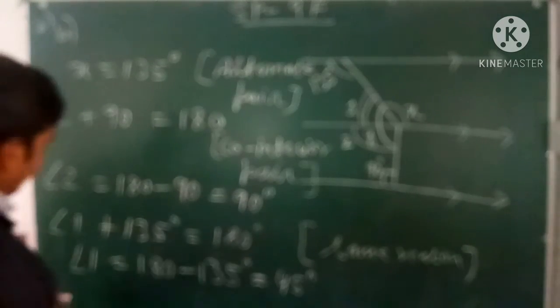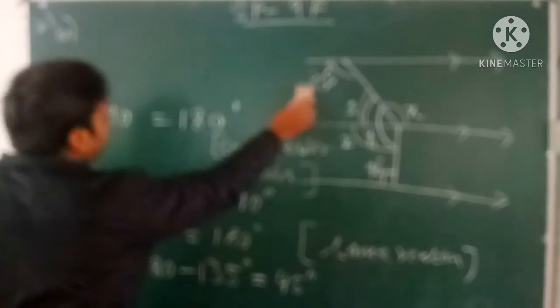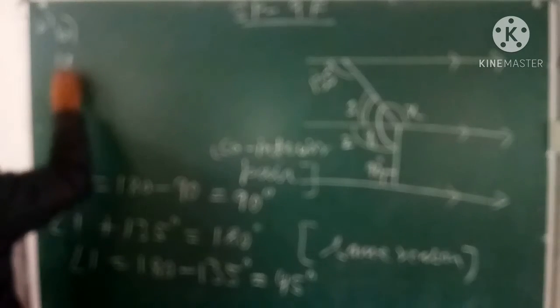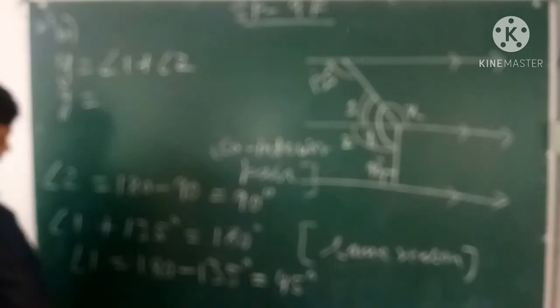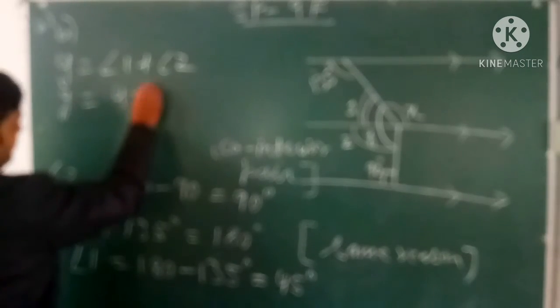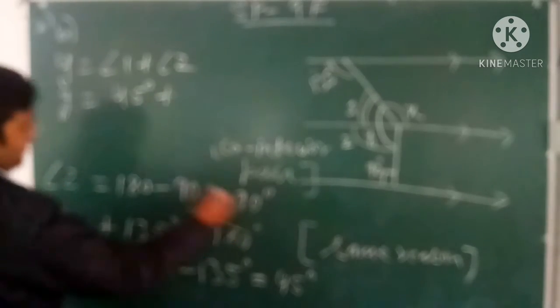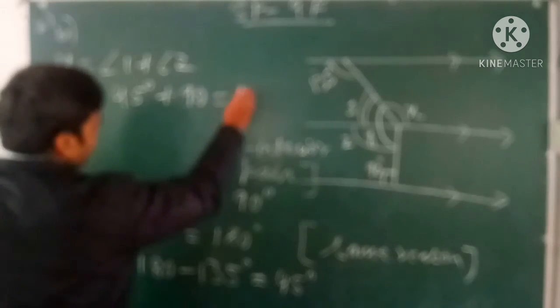Now you can find the angle y. So what you write: angle y is equal to angle 1 plus angle 2. Now put the values: angle 1 we got 45 degrees and angle 2 we got 90 degrees. So 90 plus 45 gives you 135 degrees. So angle 1 plus 2, meaning angle y, will be 135 degrees. Complete. Now I move to the next question.